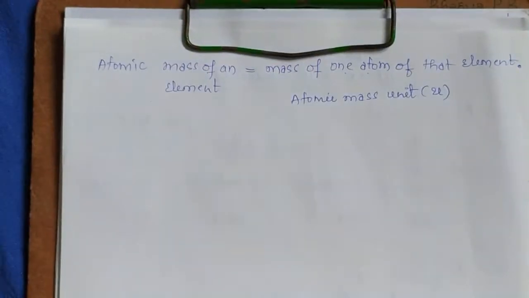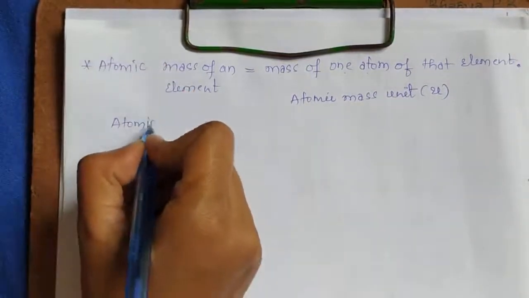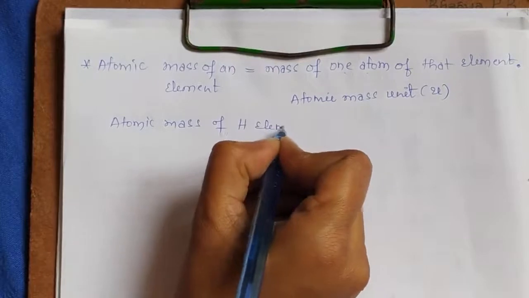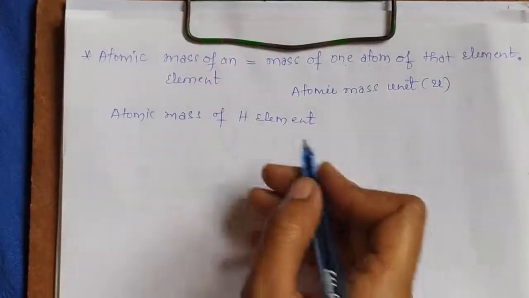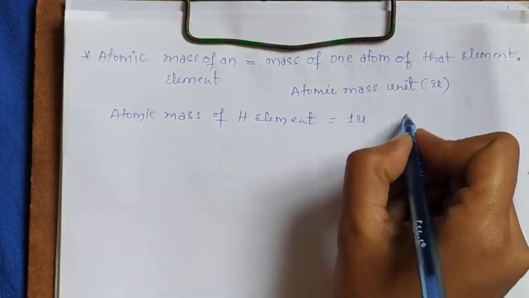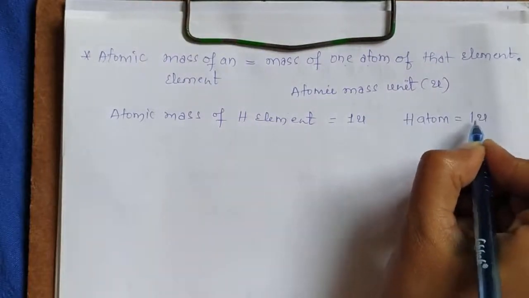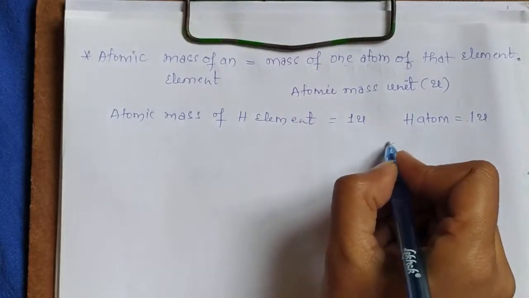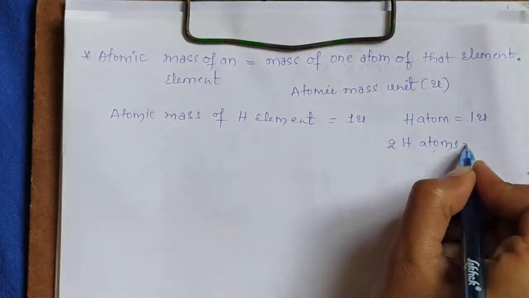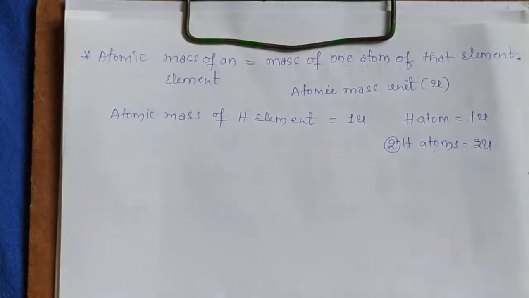For example, see here, the atomic mass of hydrogen element is equal to 1 atomic mass unit. The atomic mass of one hydrogen atom is equal to 1 atomic mass unit. If you take two hydrogen atoms, then the atomic mass of two hydrogen atoms is 2 atomic mass units.